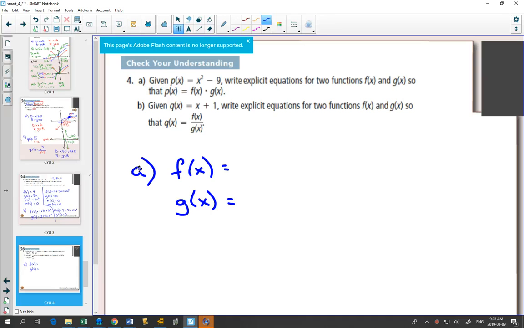Now, probably what they were looking for was this. What do you think I'm going to put in those two brackets? X plus 3 and x minus 3. And really, that's not hard.